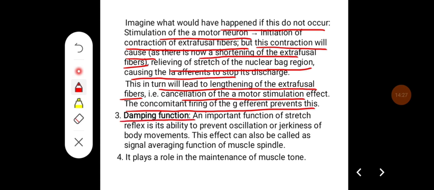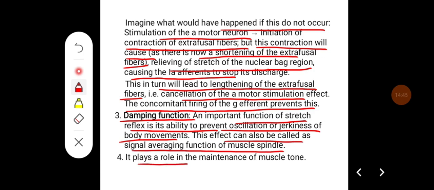Another function is damping action. An important function of the stretch reflex is its ability to prevent oscillation or jerkiness of the body movements. This effect can also be called a signal averaging function of the muscle spindle. And the fourth function is that it also plays an important role in the maintenance of muscle tone.